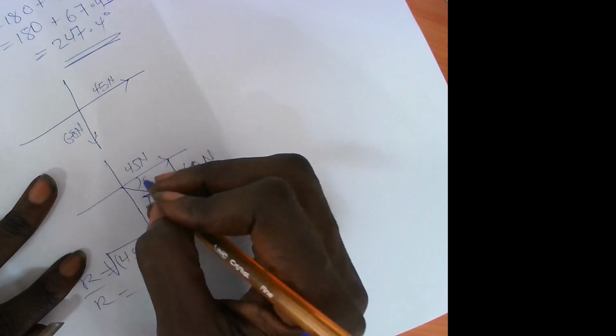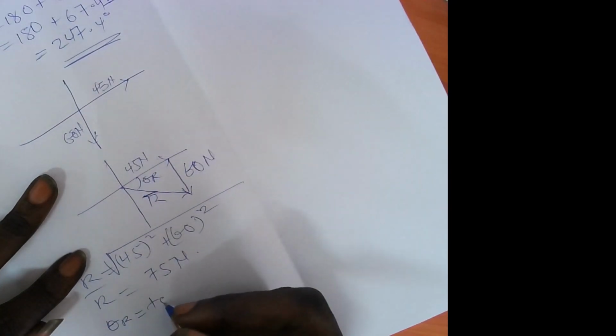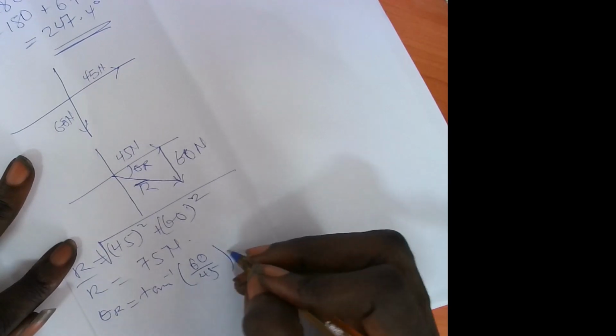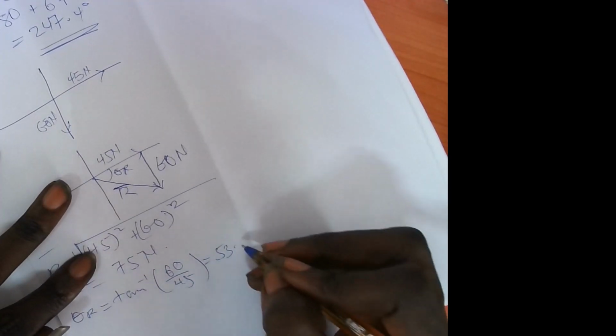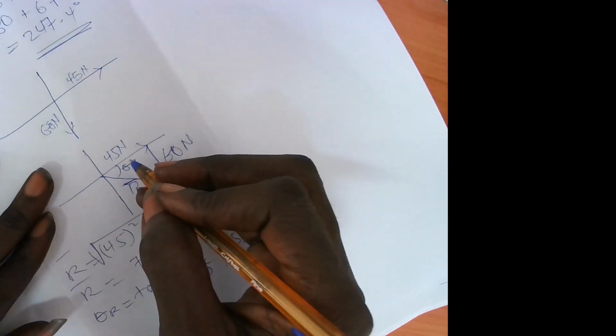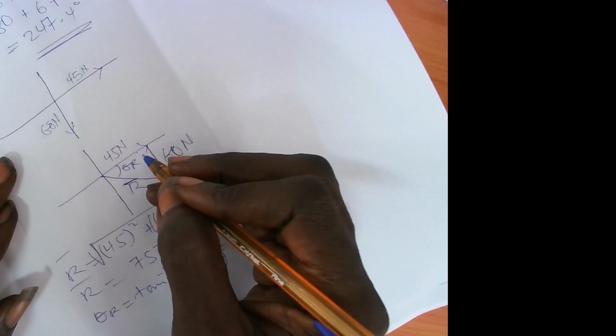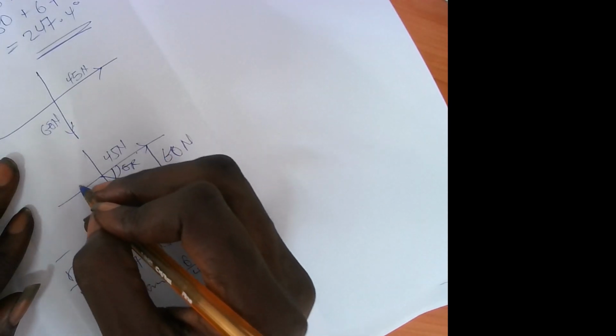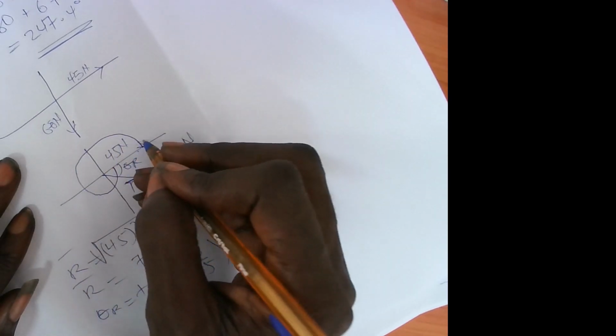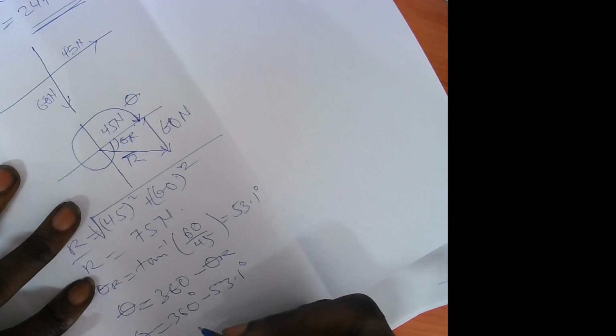So now let's find the angle. Let's say theta R. So theta R is equal to tan inverse of what? 60 over 45. Tan inverse of 60 over 45. And then you will get 53.1 degrees. But here, you have to know that we have to find the angle with respect to the positive x-axis. That means that the angle in this particular direction we have to find. We must find this angle, which is theta. So now theta will be equal to 360 minus theta R. So theta is equal to 360 minus 53.1 degrees, which gives us 306.9 degrees.